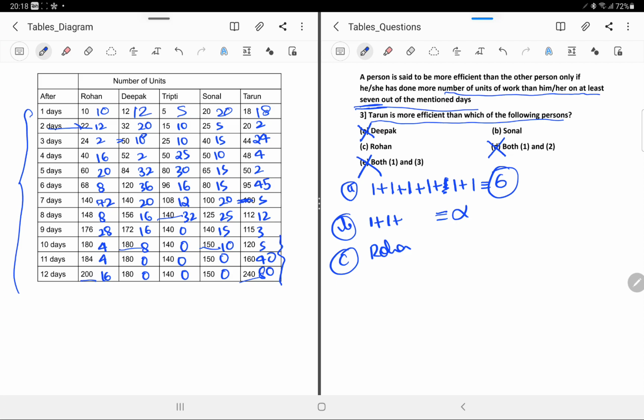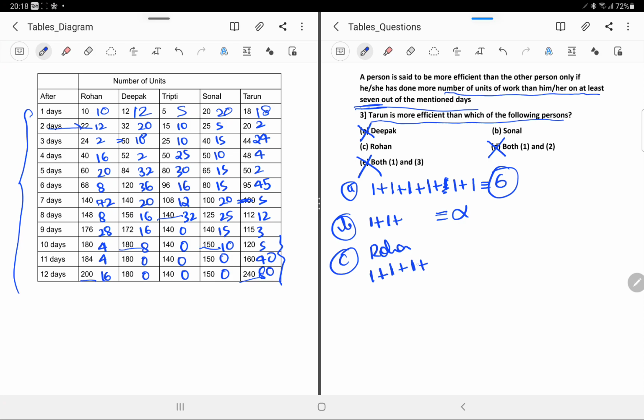So comparing with Rohan, on day 1, Tarun won. On day 2, Rohan won. You're given the values, you can compute it from the table itself. Then on day 3, Tarun won. On day 4, Rohan won. On day 5, you can see that Rohan won. On day 6, Tarun won.